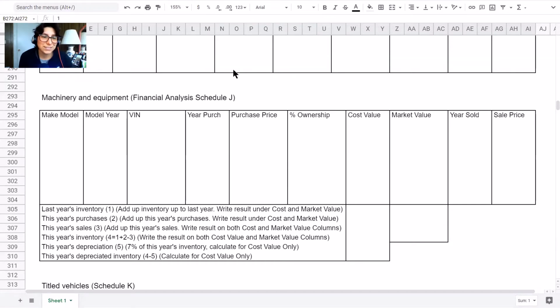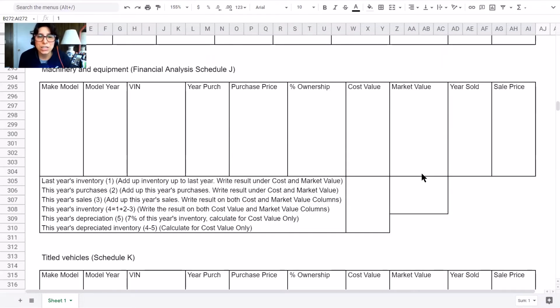Just type them on the chat if you have them. So machinery and equipment and titled vehicles should be listed on the blank space provided here with all of the information as best as you can. And remember to include marketable value and undepreciated value. So, cost value and market value, which I don't think I have explained much yet about the difference between cost value and market value, but I will. So let's just keep going for now.